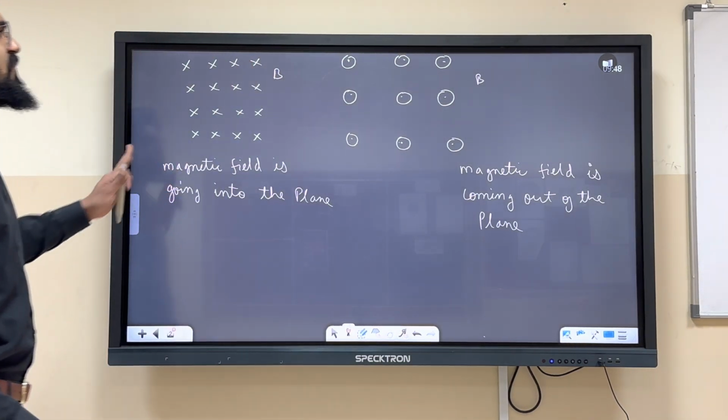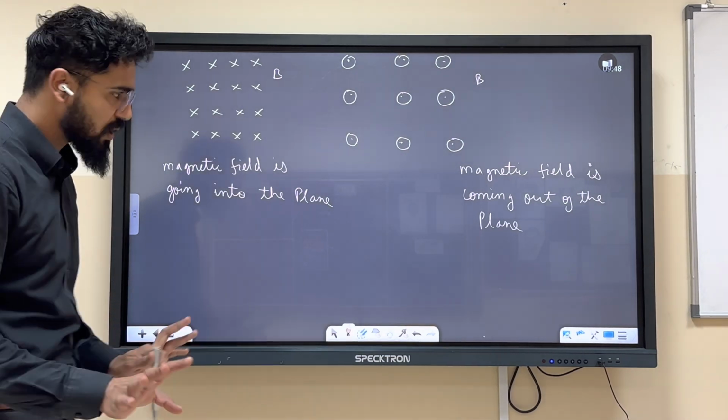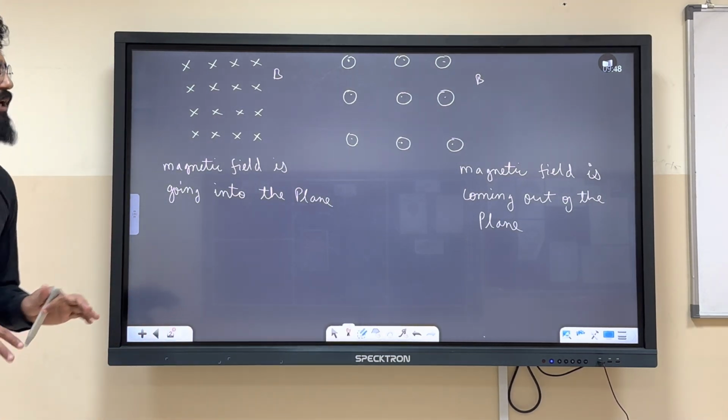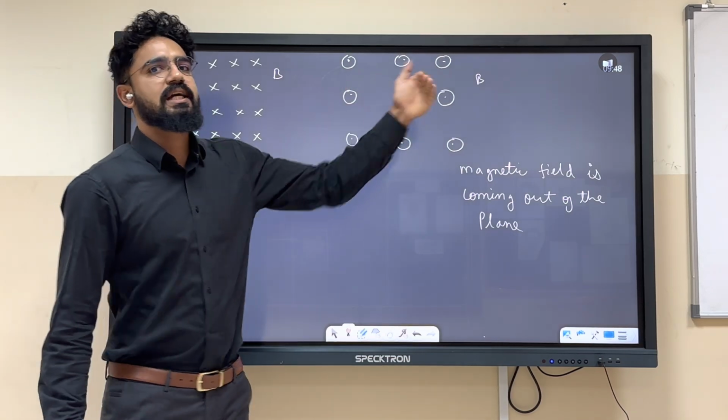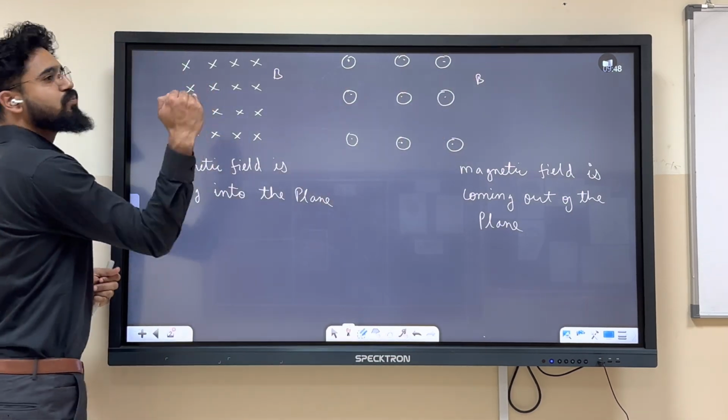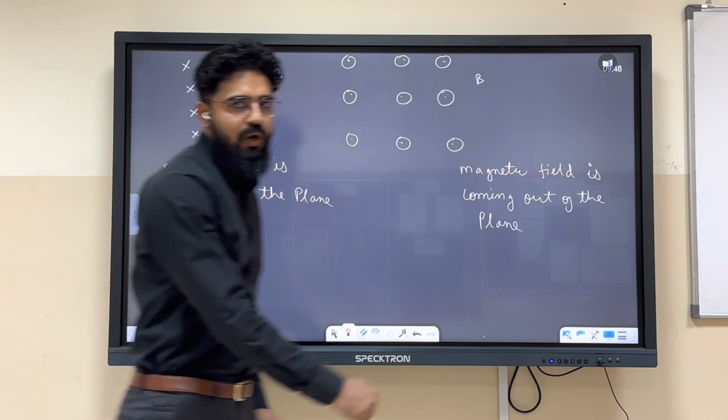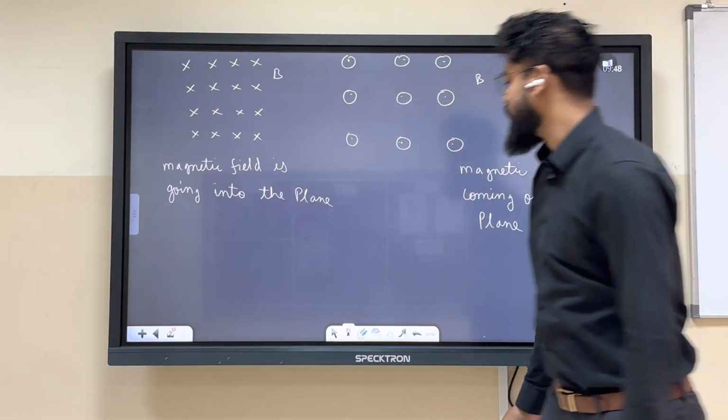So this is the very basic thing about cross and dot. It's very easy to understand. It means the magnetic field is coming like this, and over here it is moving inside the plane. I hope you are all getting it. Very good.